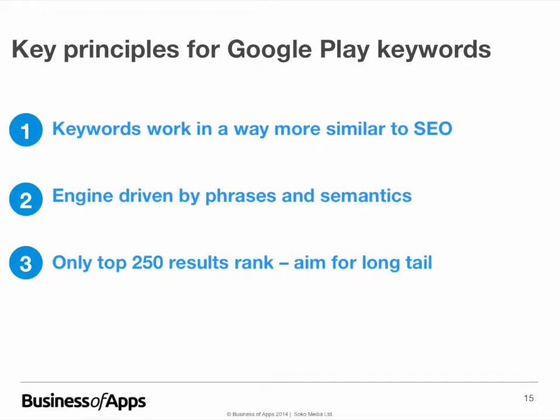But also, it's only the top 250 results ranked for each search result. Whereas with iOS, when we saw it, you could get up to 2,900 potential puzzle game apps. On Google Play, only 250 results are actually going to rank. So you need to be making sure you're really aiming for that long tail of phrases to make sure that you're actually appearing. Because if you're above 250 in puzzle game, you're never even going to get seen.